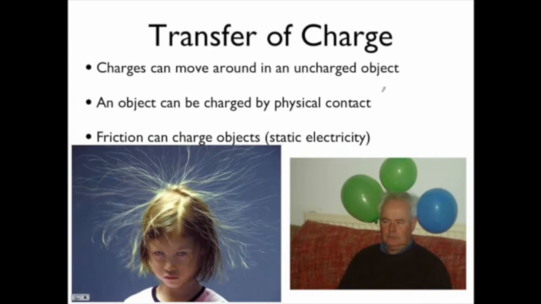Again, charges can move around an uncharged object like I was showing you with the electron sea model, and then you can also charge things by physical contact. Friction is really common. This girl looks kind of scary, but what probably happened is she had a balloon, and if you rub that on your hair, you can get your hair to stick up and attach to the balloon. If you've ever taken socks and rubbed them on a carpet and then touched something, you can shock it.